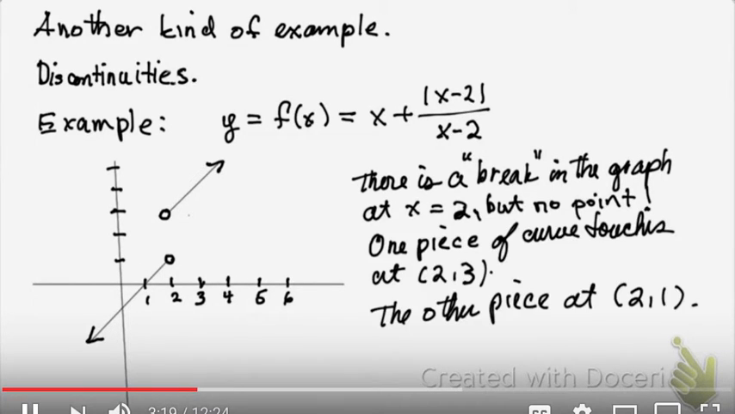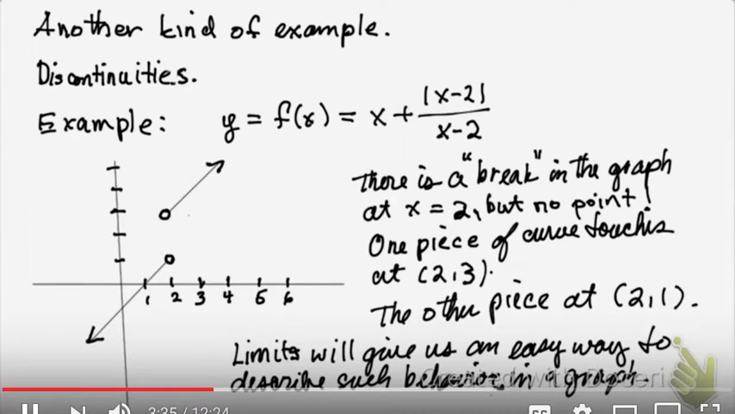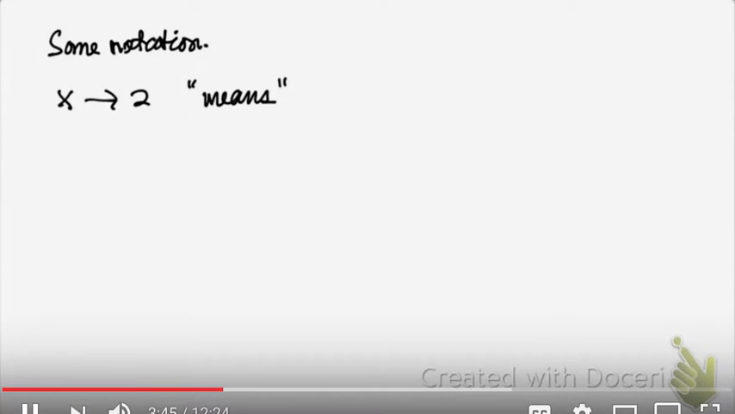There is quite a bit of action, though, in the vicinity of x equals 2. The half of the graph that is to the right of 2 leads right up to the point (2, 3). The other half of the graph to the left of 2 leads right up to the point (2, 1). Limits will give us a direct way of talking about and calculating information like this. Now we're really ready to get to work.